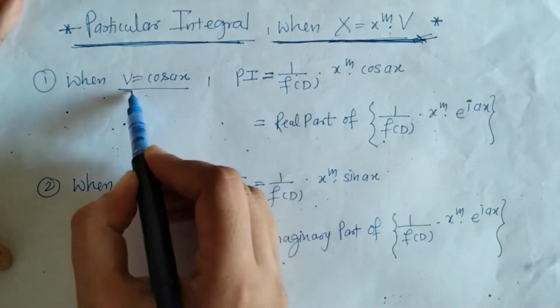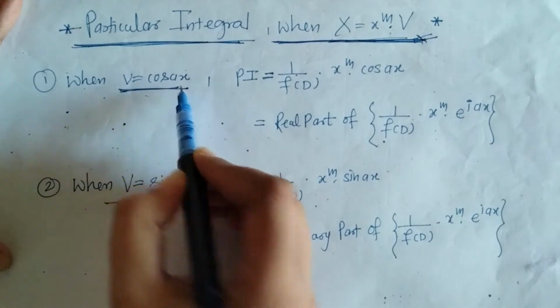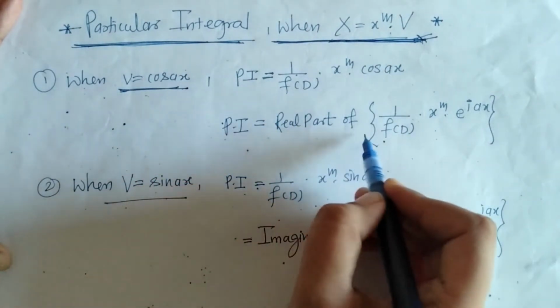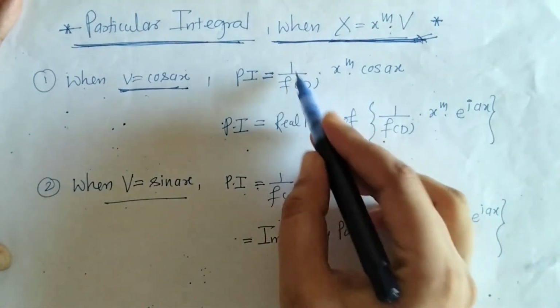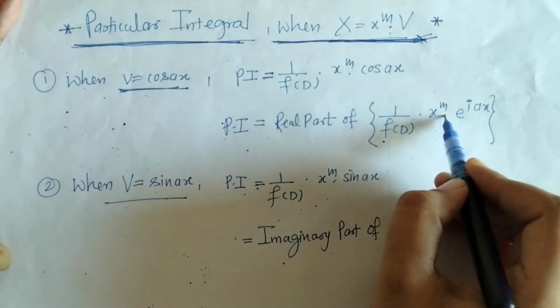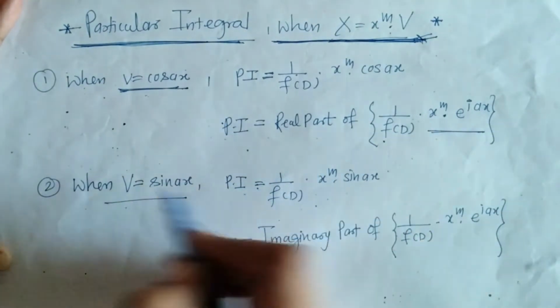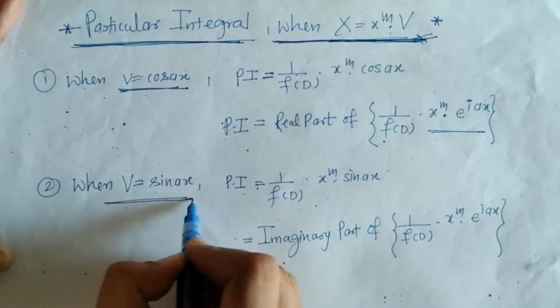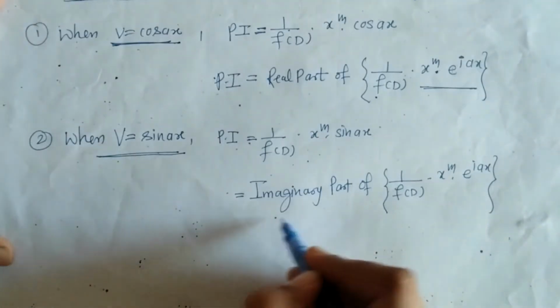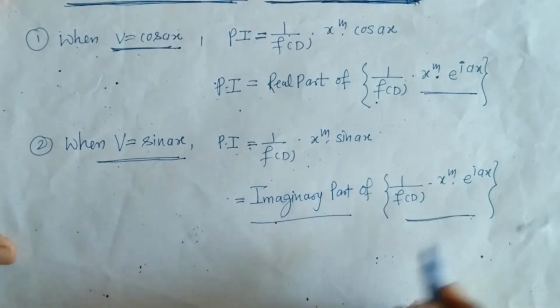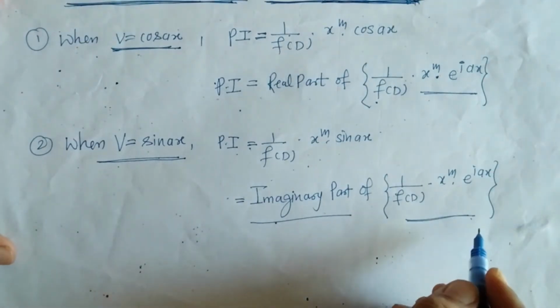We know that when V is equal to cos ax, the particular integral is the real part of 1 upon f of D into x raised to m e raised to iax. And when V is equal to sin ax, we take the imaginary part of this operation. So now let's proceed to the example.